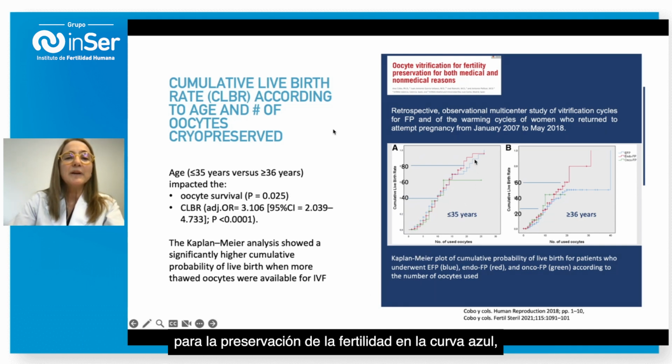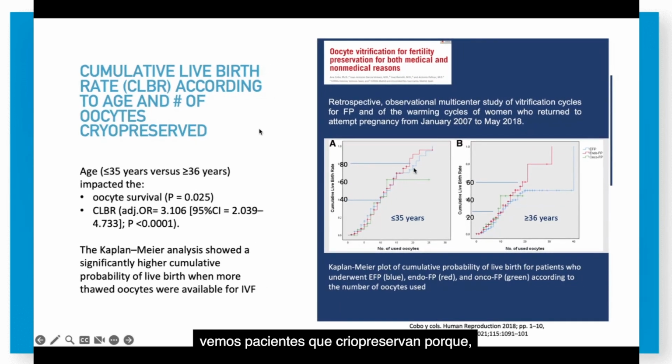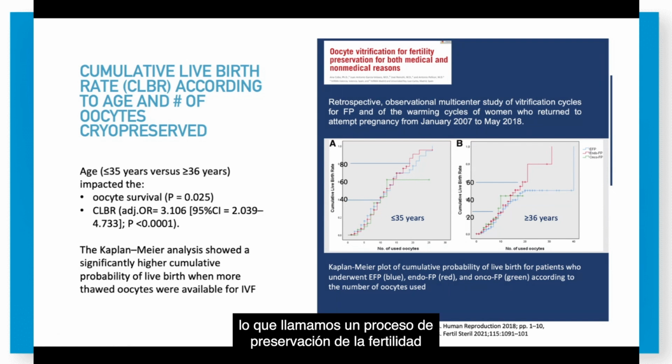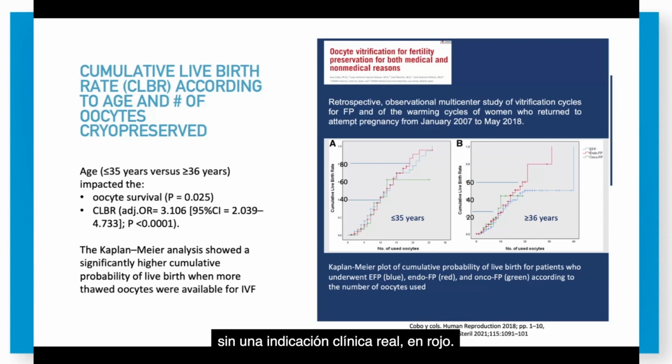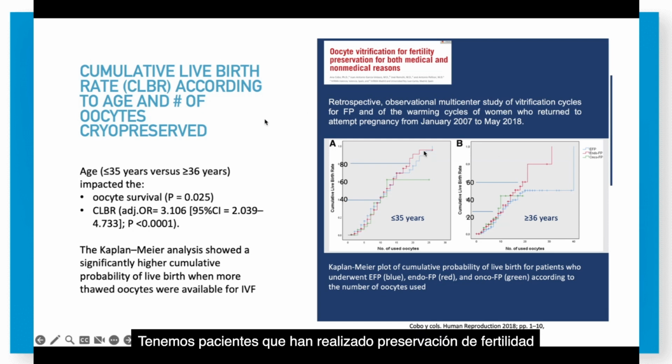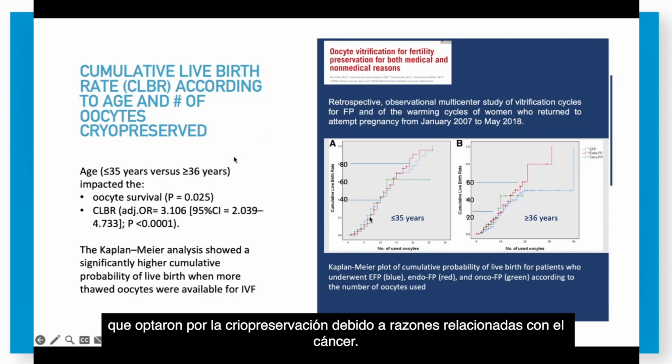In the blue curve, we see patients that cryopreserve because they wish to have what we call an elective fertility preservation process, or just planned fertility preservation without a real clinical indication. And in red, we have patients that had fertility preservation because they had endometriosis of the ovaries. And then in the green curve, we have the patients that cryopreserve because of cancer reasons.